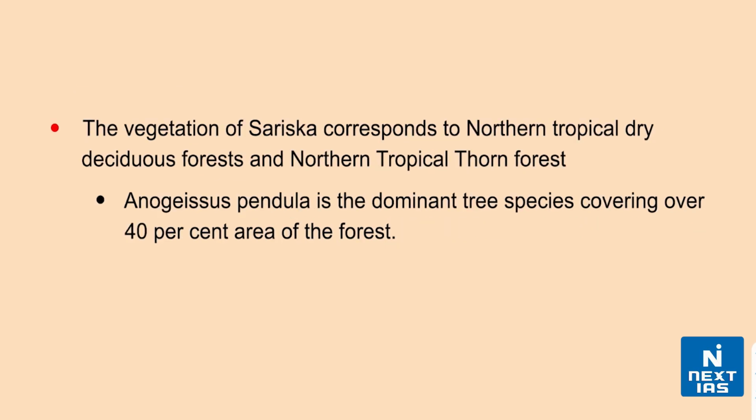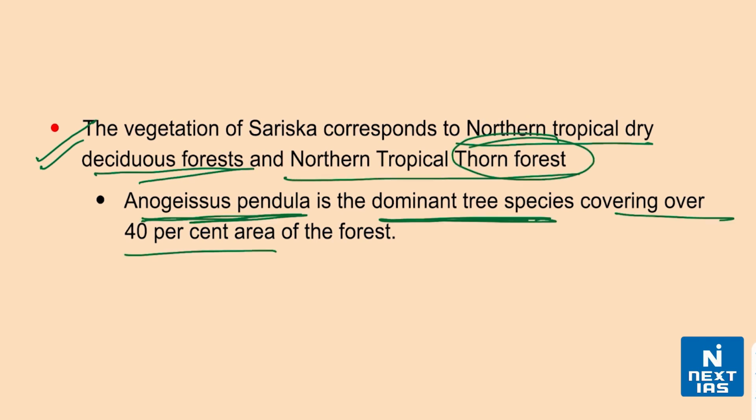Now, if we talk about the vegetation in Sariska, the vegetation of Sariska corresponds to the northern tropical dry deciduous forest and the northern tropical thorn forest. Now, the Anogeissus pendula is the dominant tree species that covers around 40% of this forest.